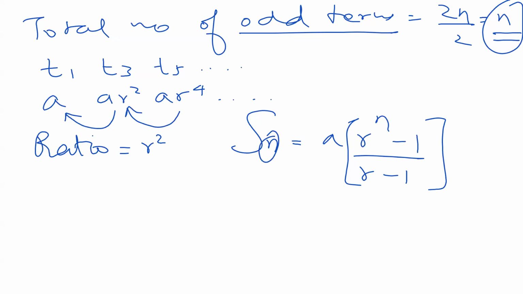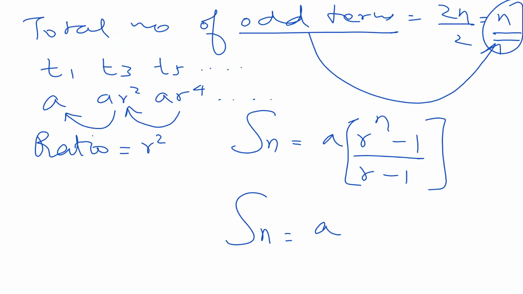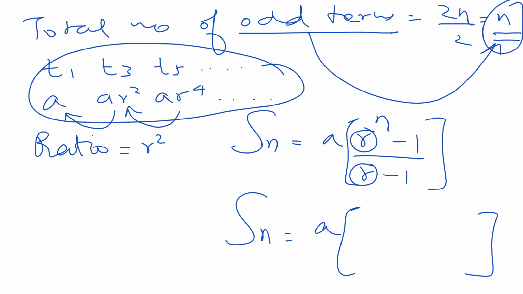What is n? Can someone tell me what is n? N is n, because the total number of odd terms is n. A is a. Guys, what is r? In the formula, for this particular GP, what is r? Anyone? R is r square. R is r square, okay?